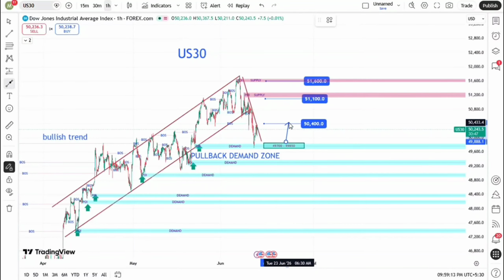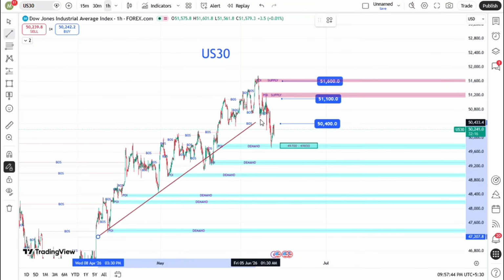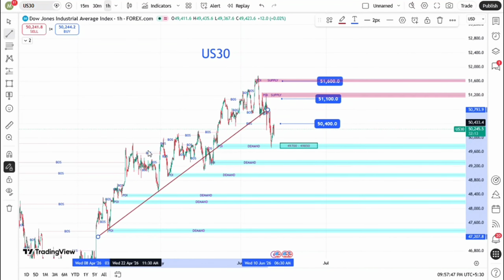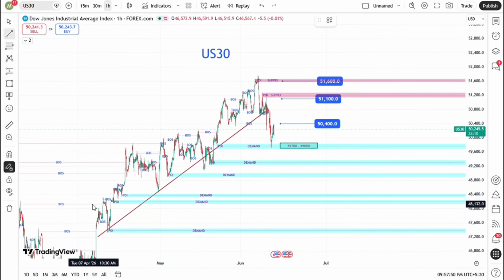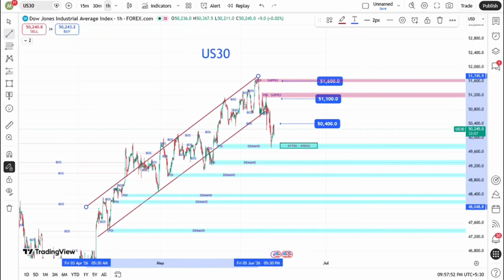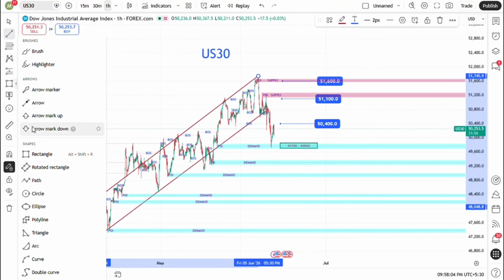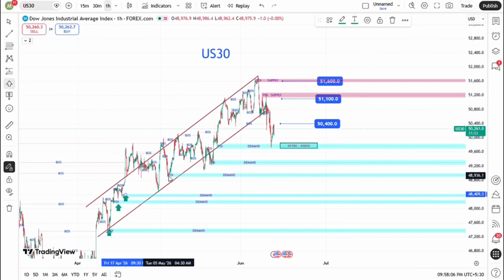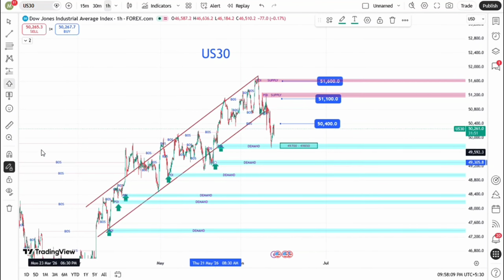Analyzing the H1 market structure of the US30 to identify institutional order flow. The primary time frame reveals an overall bullish narrative. However, a sharp rejection from premium supply indicates short-term weakness. Price action has pulled back aggressively, leaving clear internal liquidity behind while driving deeper into a major discount demand array.